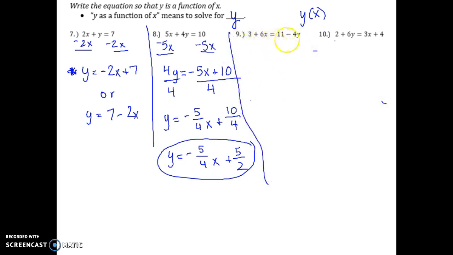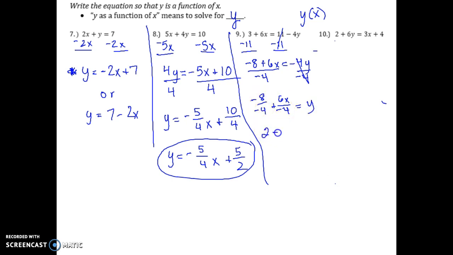All right, number 9, solving for y again. So I'm actually just going to subtract my 11 from both sides. And notice I have a like term here. So 3 minus 11 is negative 8 plus 6x. These will cancel out, is equal to negative 4y. Now I'm going to divide both sides by negative 4. Negative 8 divided by negative 4 plus 6x divided by negative 4 is equal to y. I'm going to simplify. Negative 8 divided by negative 4 is 2. Then I have negative 3x over 2 is equal to y. And I can write this as y is equal to negative 3x over 2 plus 2. All I do is switch it around.